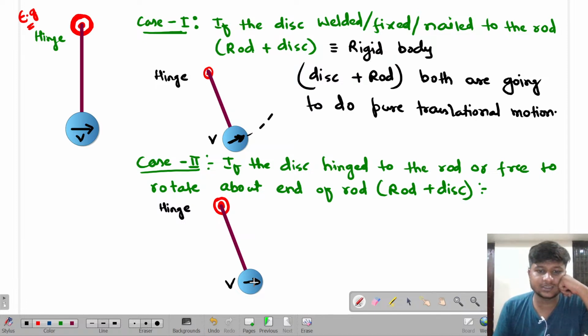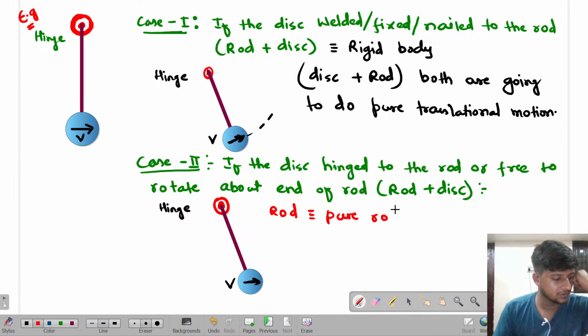Now here, as this disc is free to rotate, means this disc can rotate by itself over here. Are you able to get me or not? Means you pushed it and then the hinge is rotating and this is also spinning over here. Are you able to get me? So then this is what is actually happening. So rod, don't say like that. Rod does pure rotation because rod will rotate like this way.